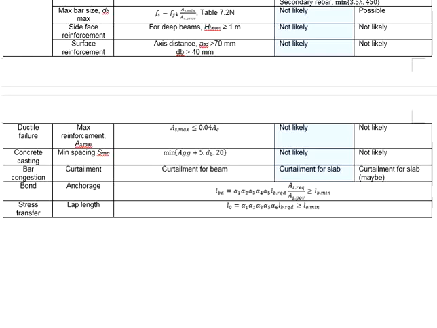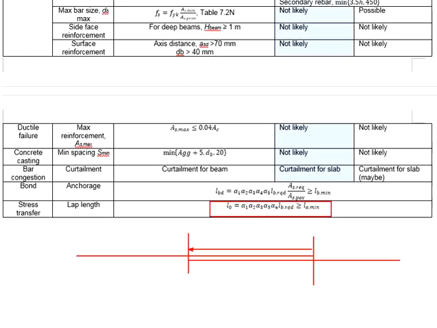Then you will need to connect the reinforcement in the concrete. In order to ensure the stress is effectively transferred from one bar to another, you will require the lap length. Let's say you have one reinforcement bar and you are lapping it with another reinforcement bar. This will be the lapping length. The calculated lapping length will be on the basis of the equations here.